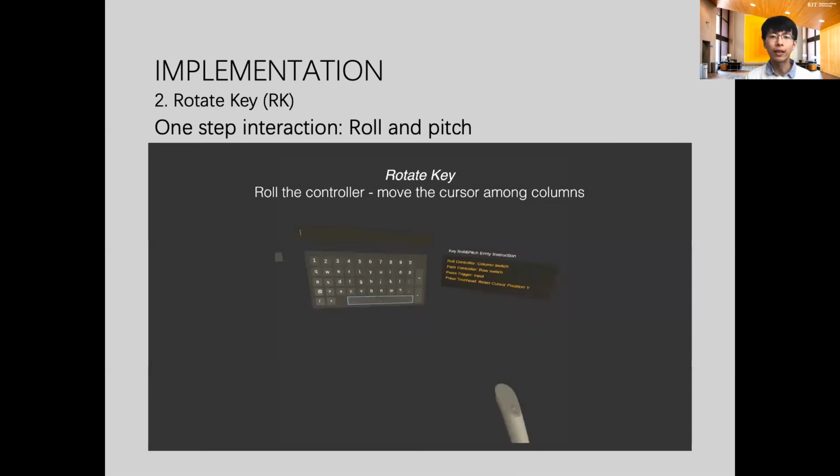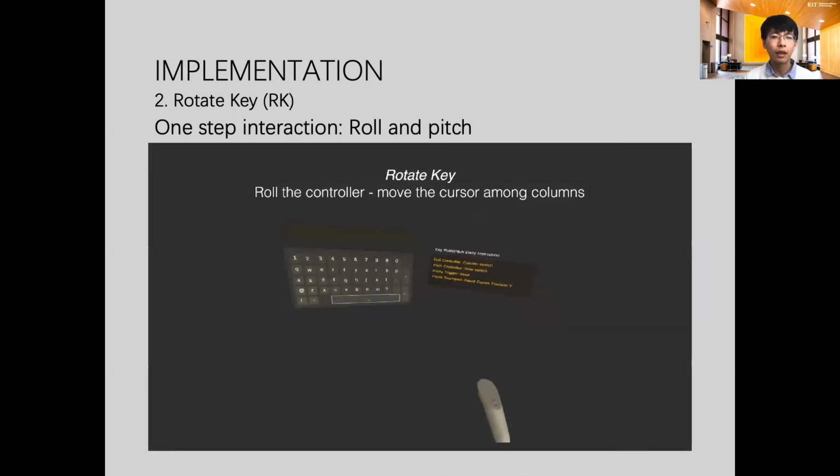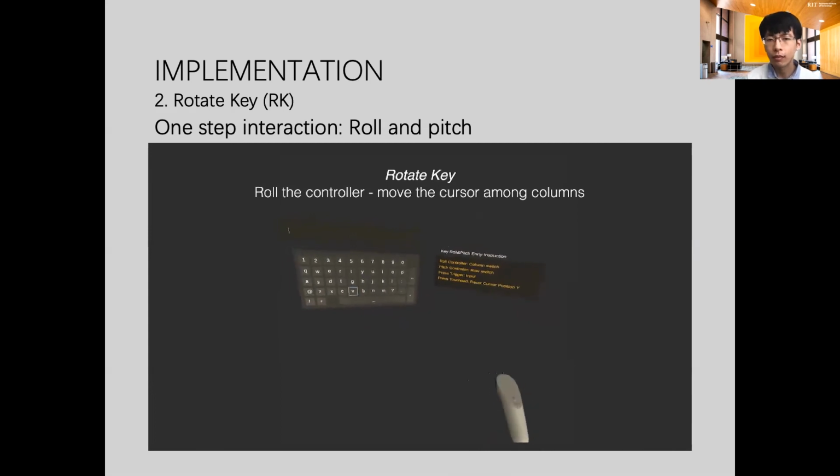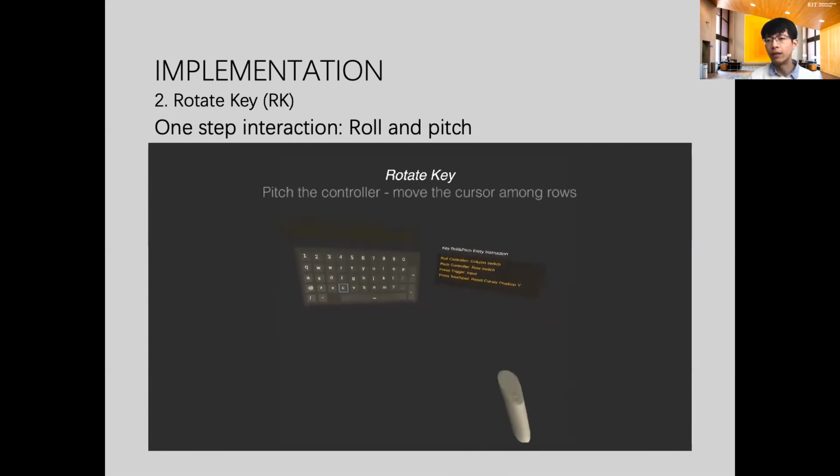While RotateEntry uses a cursor for key selection on the virtual keyboard. The user can roll the VR controller to move the cursor among the columns. And they can pitch the controller to move the cursor among the rows on the virtual keyboard.